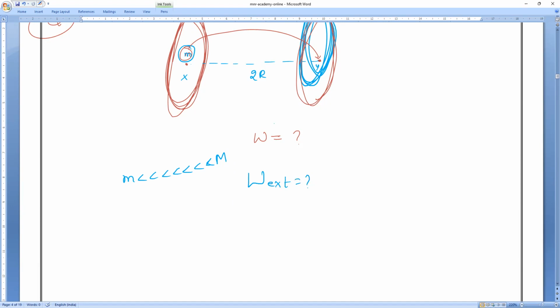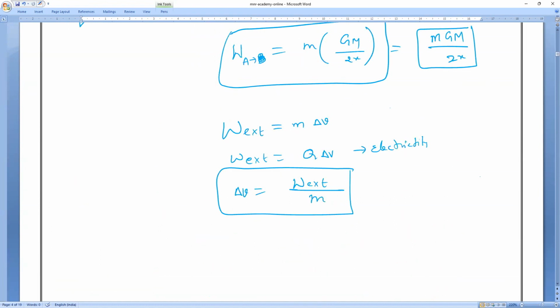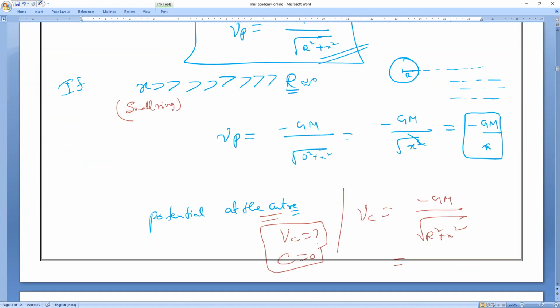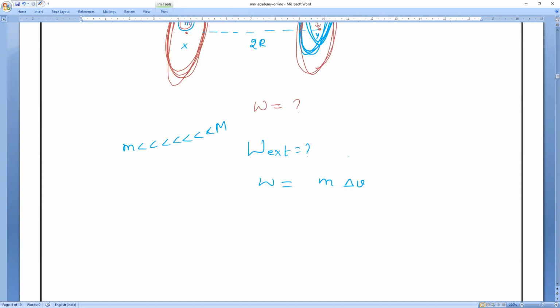So what is the formula for work done? Everybody, just now we have done. Work done is equal to mass into delta V. Am I right or wrong? What is delta V? Final potential minus initial potential. So what is the final potential? Vy, and initial is Vx. Am I right, guys? Will you all agree with me?